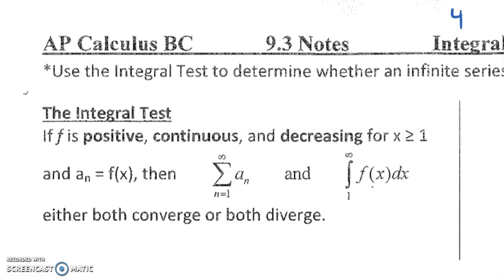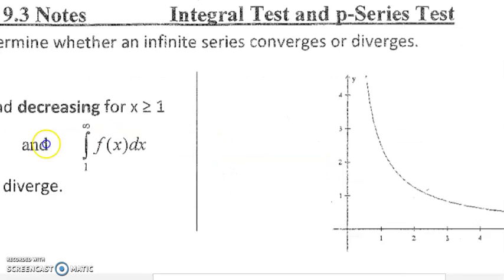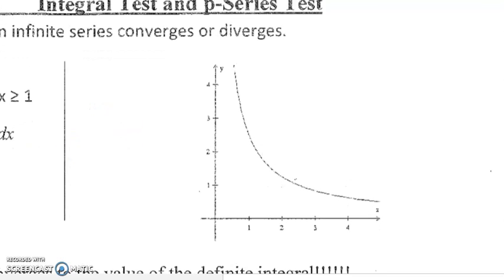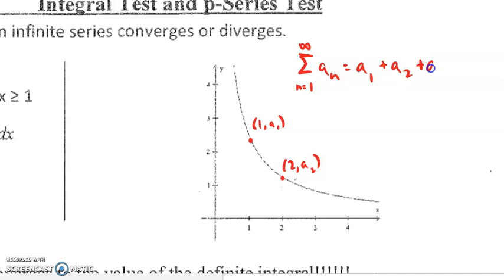All right? Now this should make a little bit of sense if you think about it. If we have a positive continuous decreasing function like this over here, and I'm asking the question, how does this compare to the sequence where a sub 1, this is 1 comma a sub 1, and this is 2 comma a sub 2, etc. If we take a look at the sum from n equals 1 to infinity of a sub n, well, I'm just adding up a sub 1 plus a sub 2 plus a sub 3 plus etc. And geometrically speaking, we can think about this as being the area of a rectangle whose height is a sub 1 and whose width is 1.